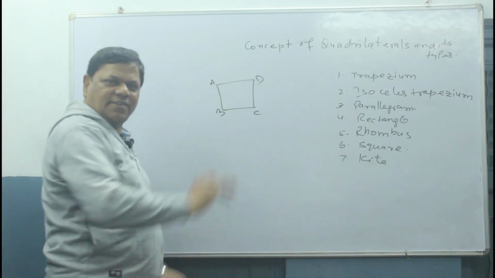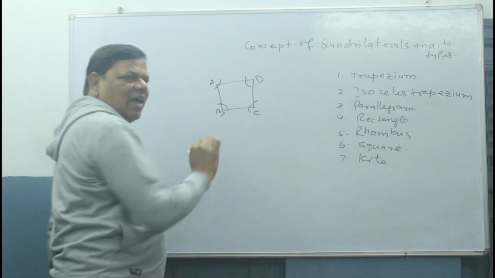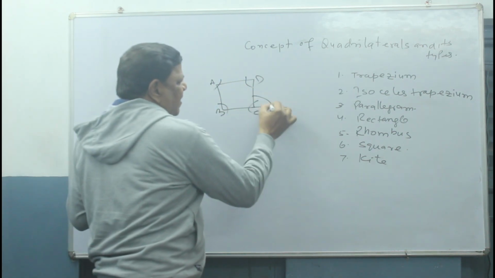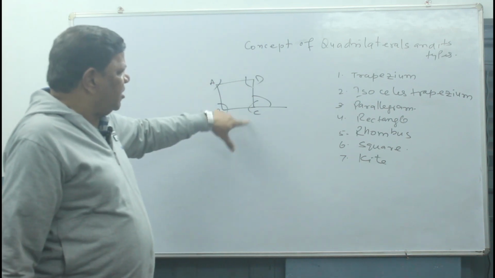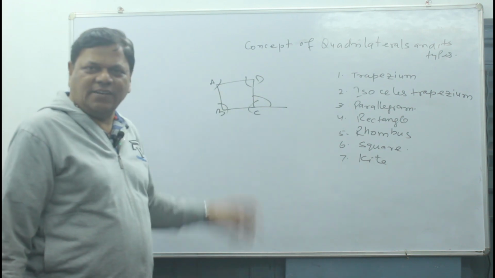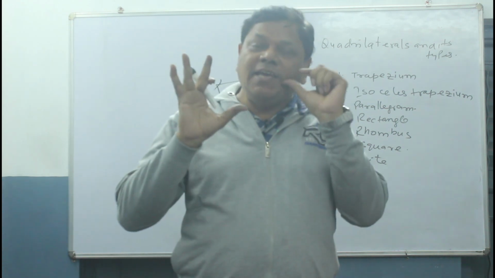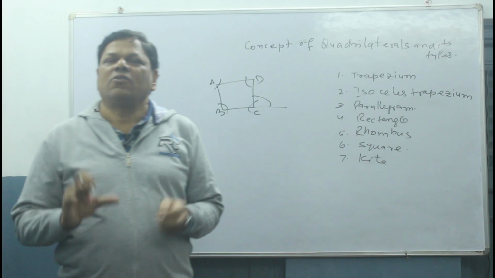Quadrilateral: there are 4 sides and 4 angles. Here, see here. These are the interior angles. Any line I extend, that is called an exterior angle. So A, B, C, D are the 4 vertices, 4 sides, 4 angles, and an exterior angle. A quadrilateral means any closed plane figure made of 4 lines.